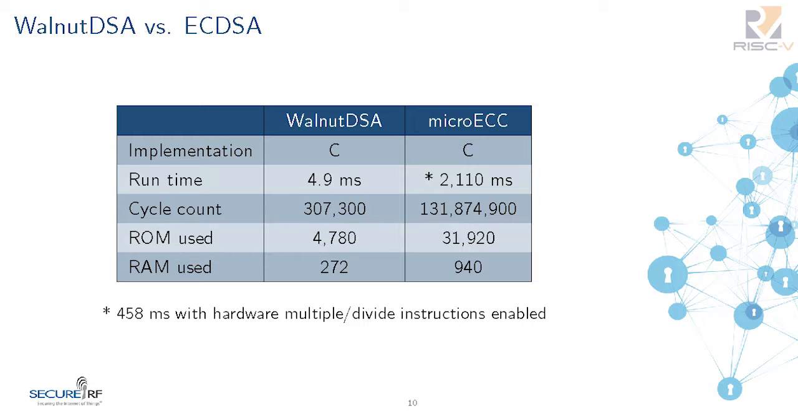Now, I do want to point out that this is without the multiply divide instruction enabled. When you do enable it, you get a little bit better performance. It brings it down to 450 milliseconds. That's still a significant performance differentiation. You can also look at the amount of ROM and RAM used. I know that there are other implementations of ECC that are going to be smaller and faster than this, but they're not necessarily open source at this point. Micro ECC is something that is available to everybody.